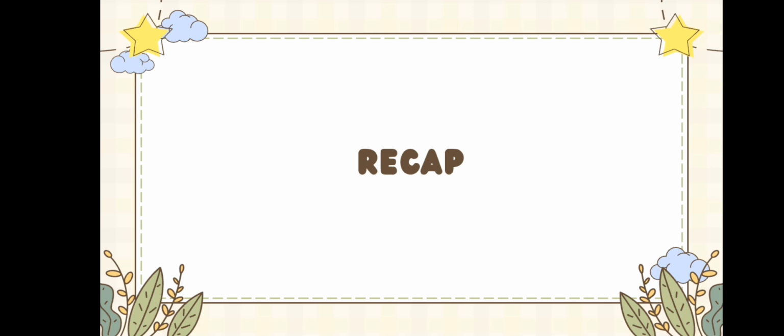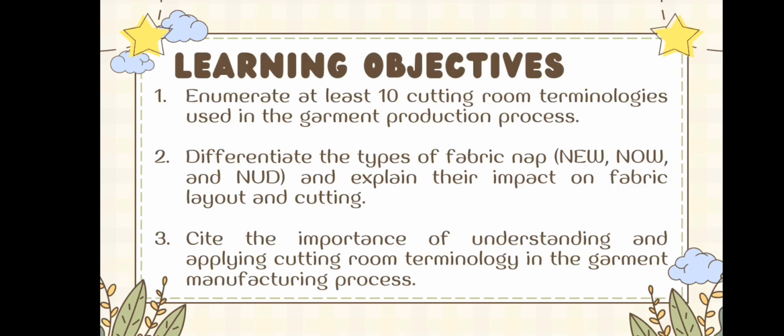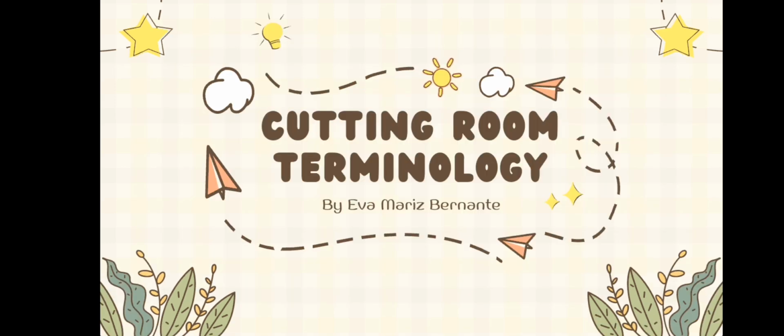But before that, let me read our learning objectives. At the end of the discussion, the students will be able to: first, enumerate at least 10 cutting room terminologies used in the garment production process; second, differentiate the types of fabric nap, which are the nap, the nap, and the nod, and explain their impact on fabric layout and cutting; third, cite the importance of understanding and applying cutting room terminologies in the garment manufacturing process. So, our topic for today is all about cutting room terminologies.